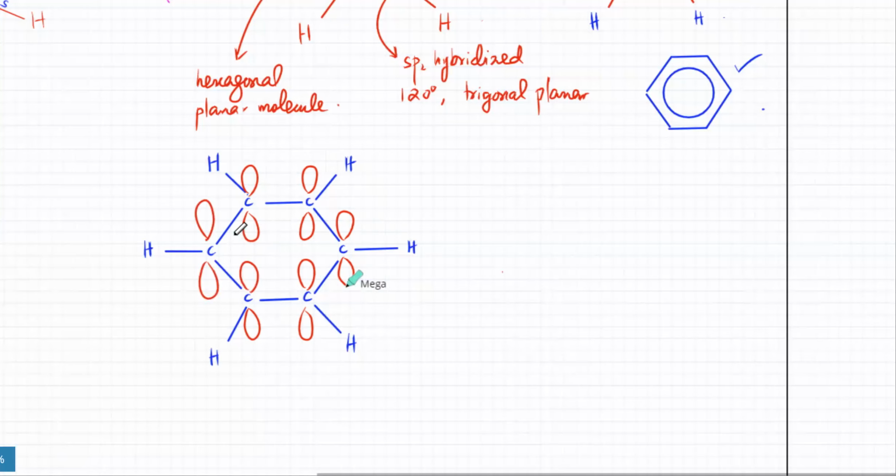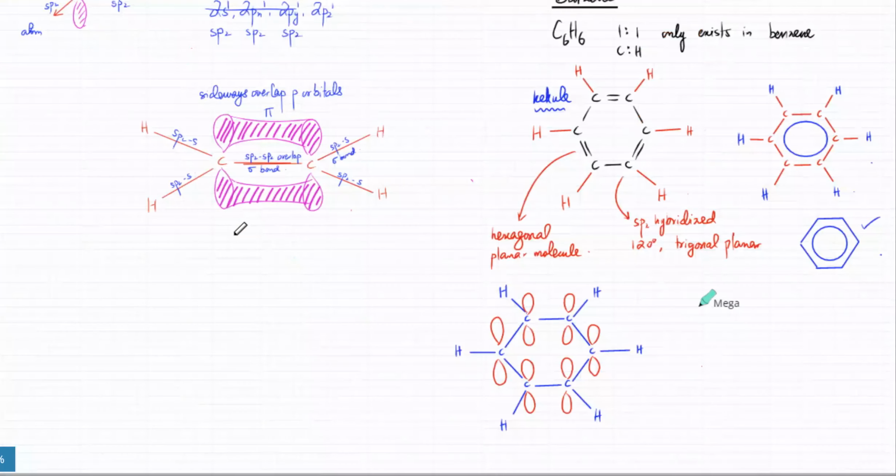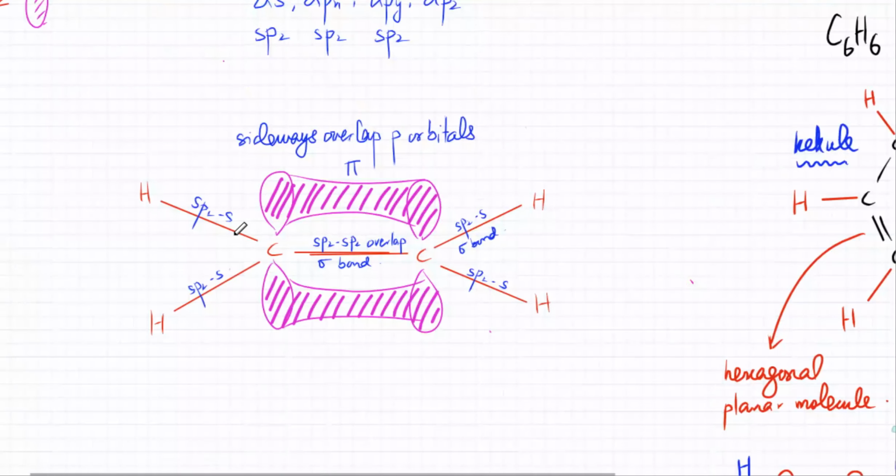There's a p-p overlap, just like ethene, right?